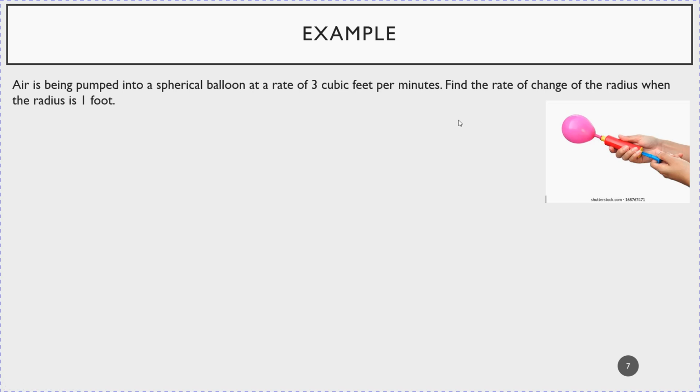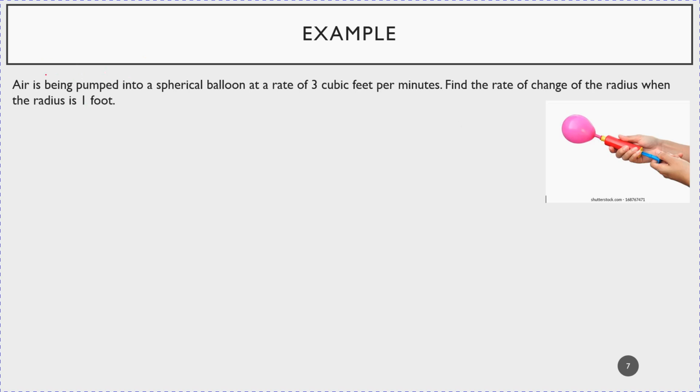So air is being pumped into a spherical balloon at a rate of 3 cubic feet per minute. Okay, so you're given a sphere, and they're telling you air is being pumped into it, and they're telling you the rate of change is 3 cubic feet per minute. So the cubic of the cubic feet tells me it's going to be volume. So it says find the rate of change of the radius when the radius of this balloon is 1 foot.